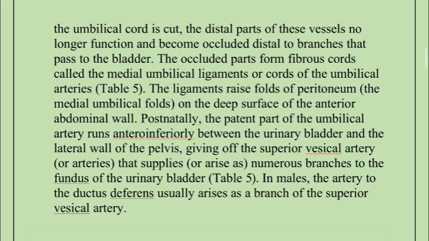Postnatally, the patent part of the umbilical artery runs anterior-inferiorly between the urinary bladder and the lateral wall of the pelvis. As it does so, it gives off the superior vesical artery or arteries that supply numerous branches that go to the fundus of the urinary bladder. In males, the artery to the ductus deferens usually arises as a branch of the superior vesical artery.